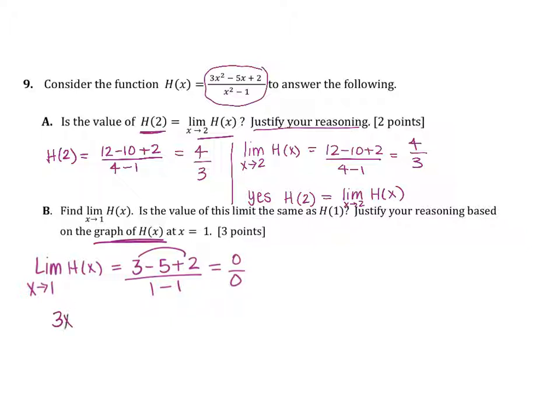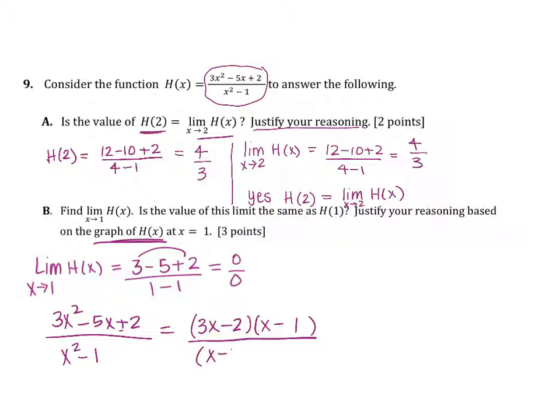And so we have 3x squared minus 5x plus 2 over x squared minus 1. Quick factoring here, 3x. Our signs are the same and they're both negative. And so x minus. And we're going to have 2 and 1 there. And so on the bottom, we're going to get x minus 1 times x plus 1. And this is going to show us what kind of discontinuity right there. We're able to cancel, which should be the case here.